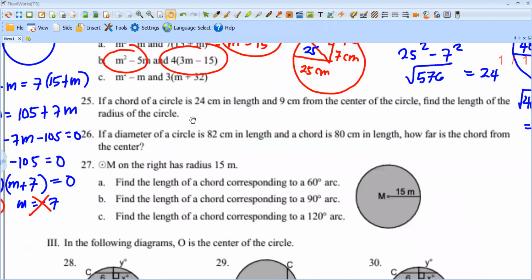Okay. If a chord of a circle is 24 centimeters in length and 9 centimeters from the center of the chord, find the length of the radius of the circle. So I'll draw it and you can solve it. Again, this chord is 24 in length and 9 centimeters from the center. So you can find the radius. This is the radius.